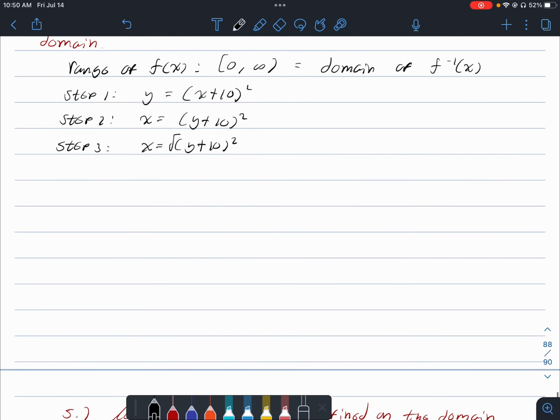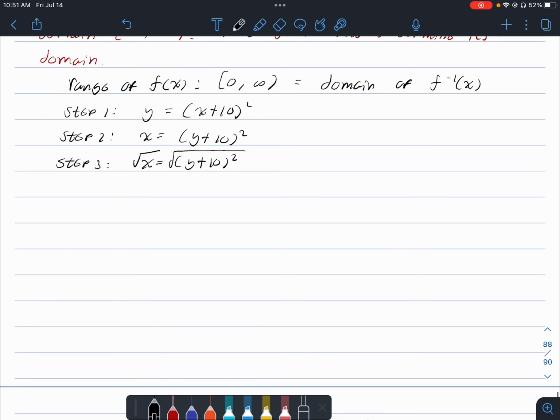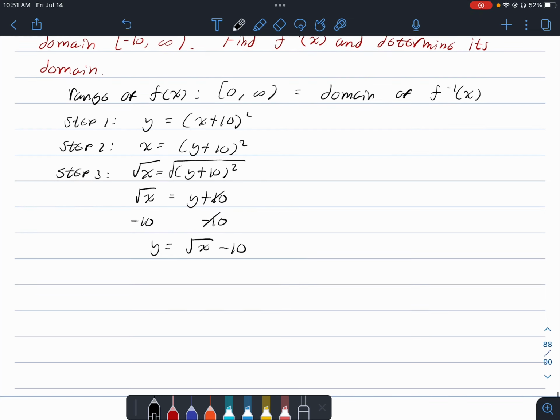So we can take the square root of both sides. Okay, so we have the square root of x is equal to y plus 10. Can take 10 away. All right, and we have y equals the square root of x minus 10.